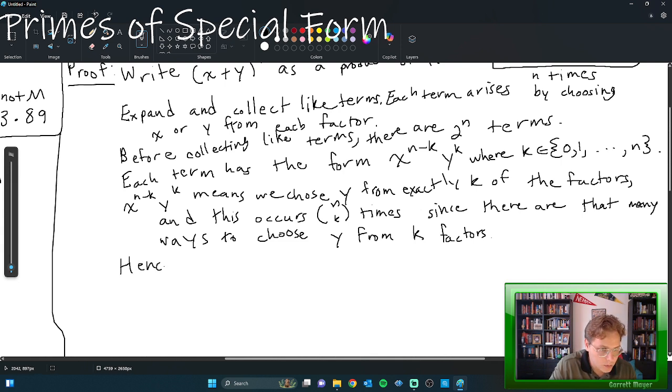Hence, (x + y)^n = the sum from k = 0 to n of (n choose k) x^(n-k) y^k.